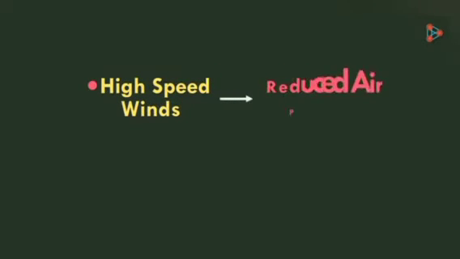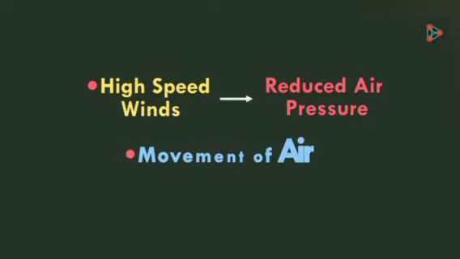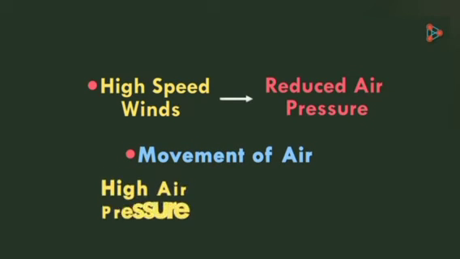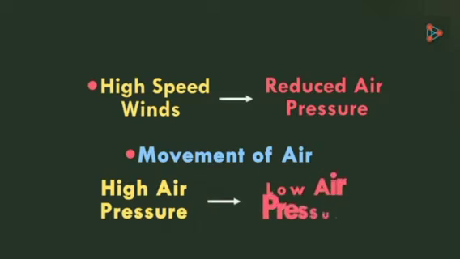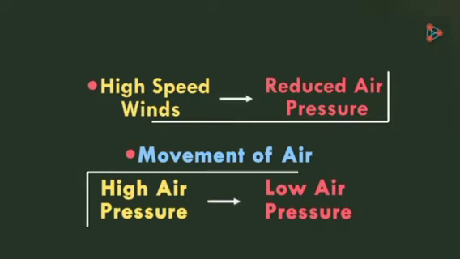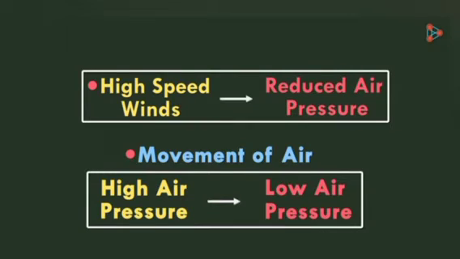To summarize this, we realized that high speed winds are accompanied by reduced air pressure, and air moves from high air pressure to low air pressure regions. This is a clear indication that wind speed and air pressure are always meshed, or rather twinned.